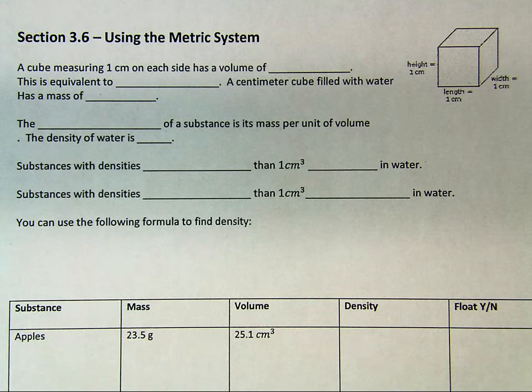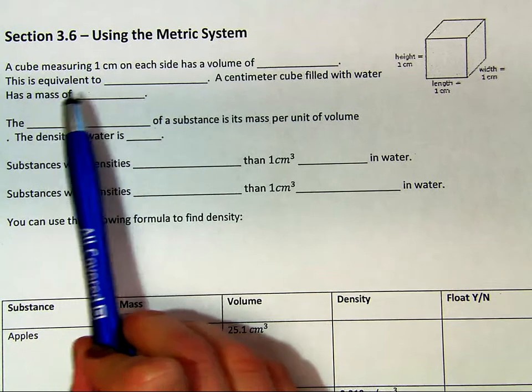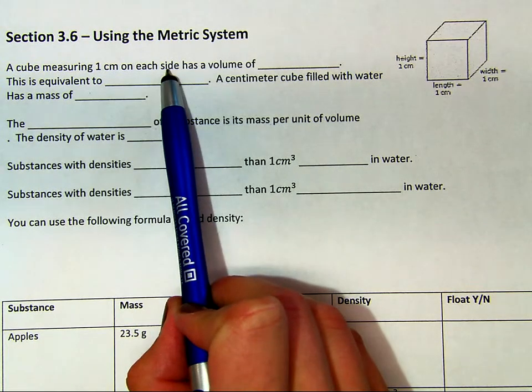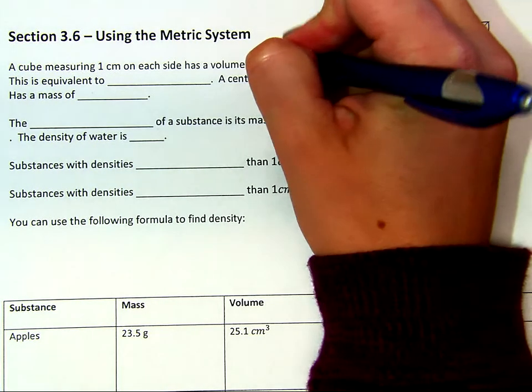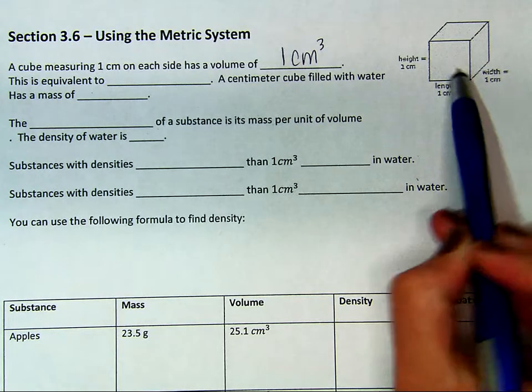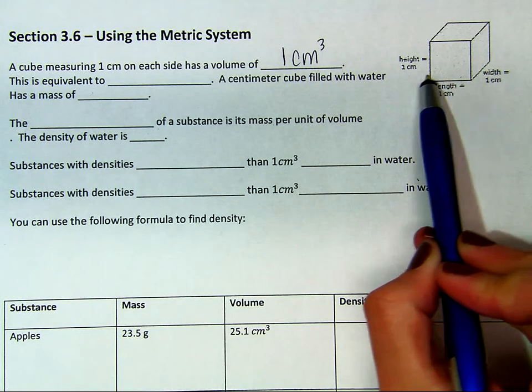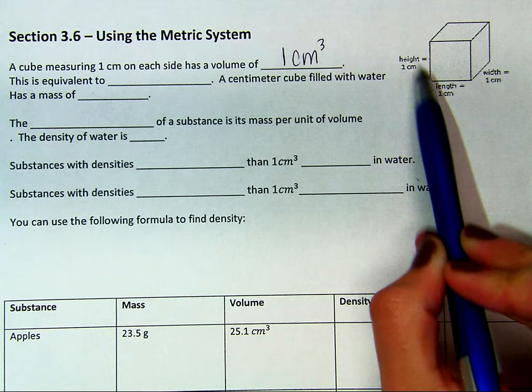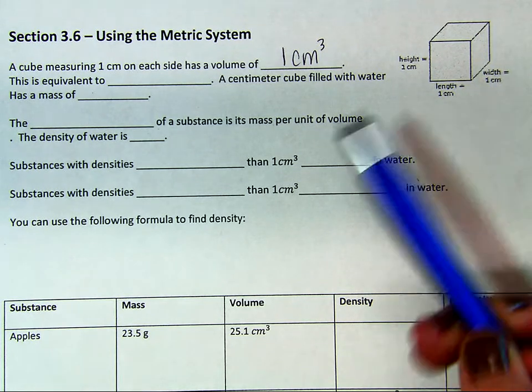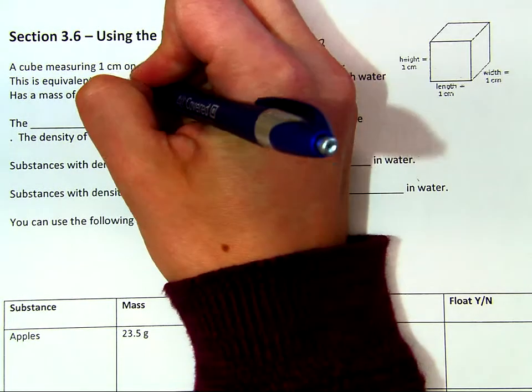This section talks about using the metric system, and specifically we're going to be focusing on how to use the density formula. First we'll look at where some of the units come from when we are talking about density and volume and mass. It says a cube measuring 1 centimeter on each side has a volume of 1 centimeter cubed. So a cube just like this, we'll assume these are all 1 centimeter in length, has a volume of 1 centimeter cubed. This is equivalent to 1 milliliter.